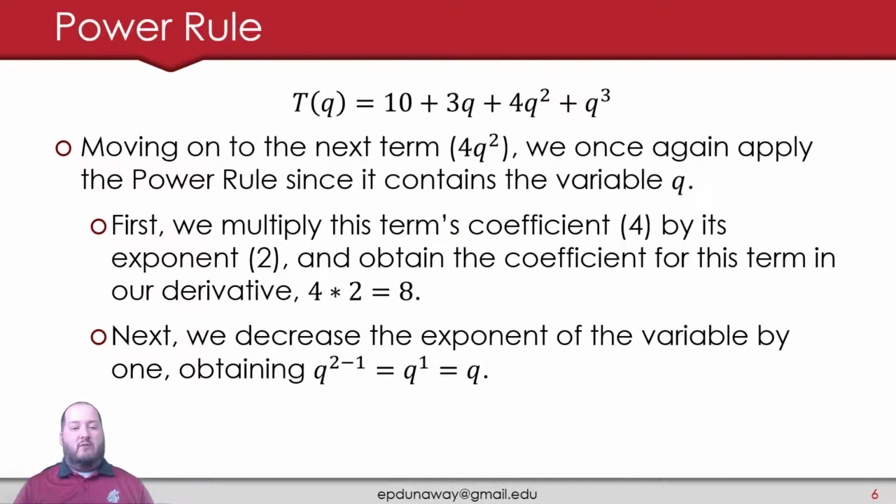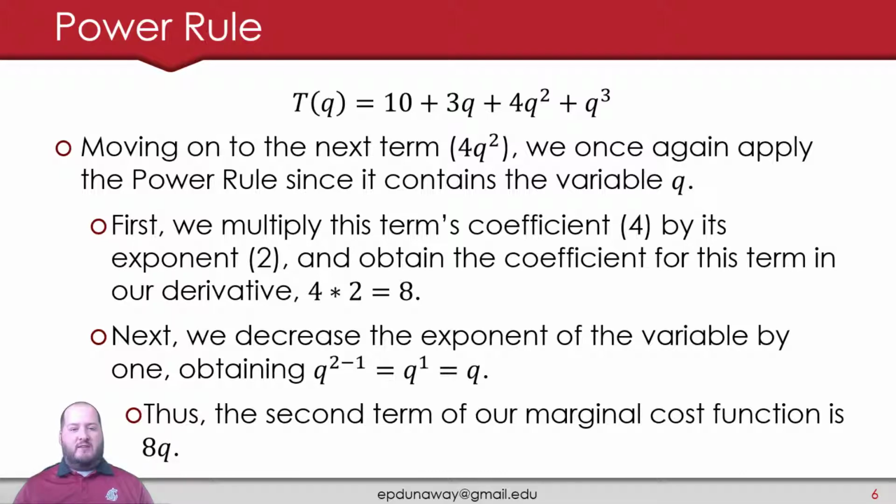So it's going to be q to the 2 minus 1 power, which is just q to the 1, which I can just delete the 1 at that point and say it's equal to q. So I'm going to put them together, and I get my second term of my marginal cost function, 8q. So I take the first part and the second part and just put it right together.